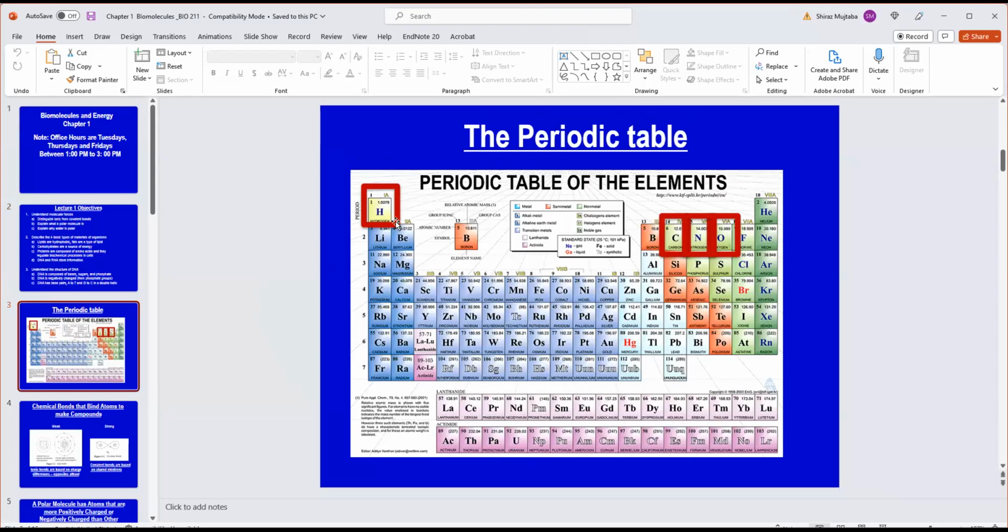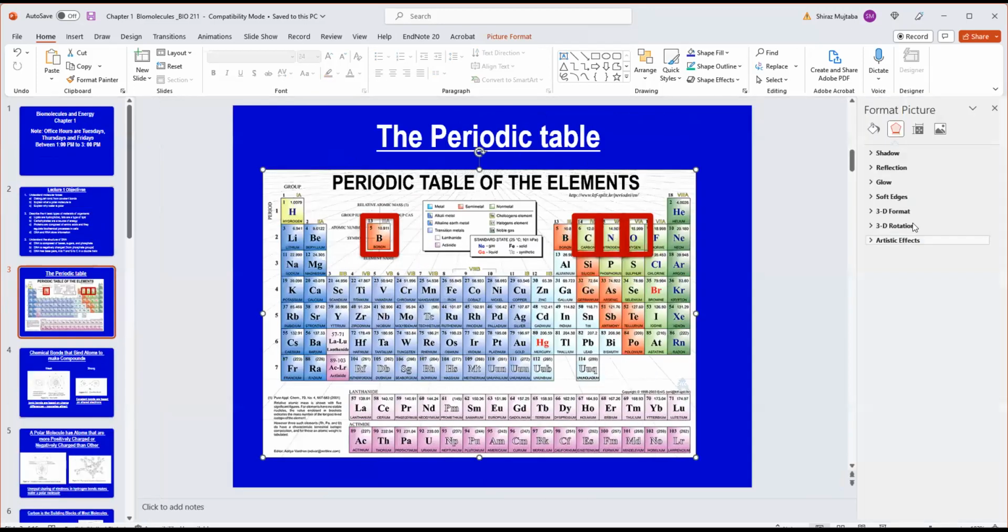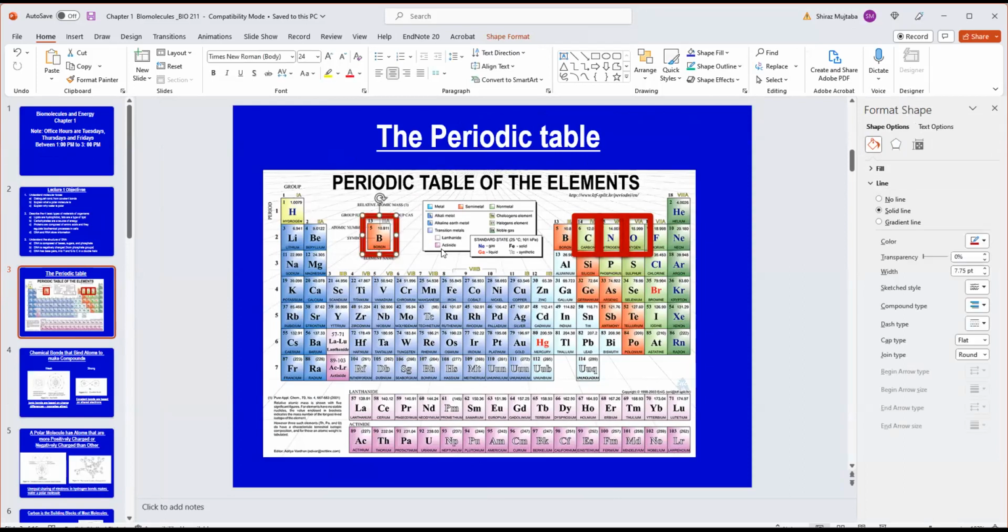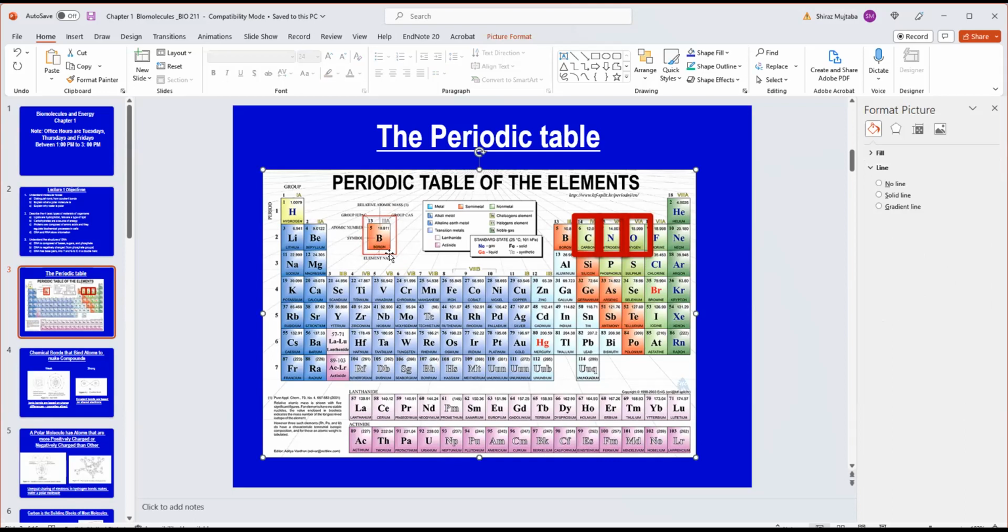Now let's focus on this element called B. B stands for boron. If you focus on this red square, B stands for the element boron. Where is boron present? It's present over here, before carbon. In the periodic table on the PowerPoint slide that I provided to you, each square shows the alphabet representing the element, and it gives the name of that element.